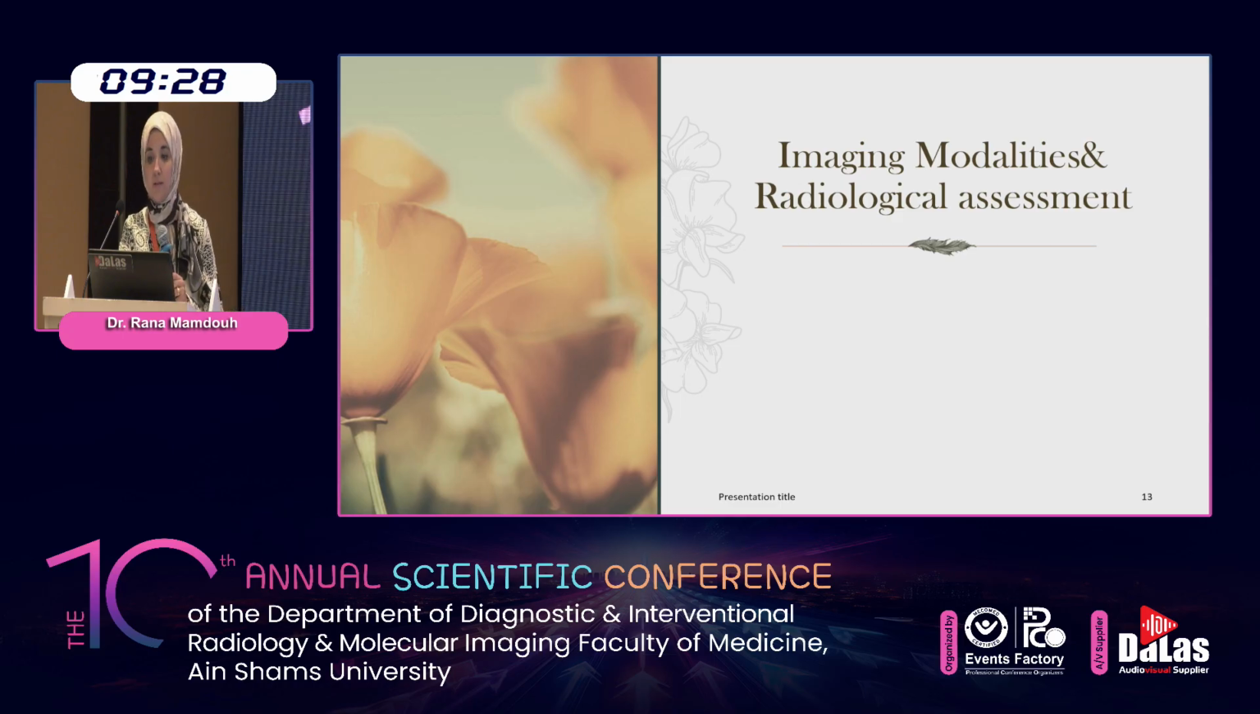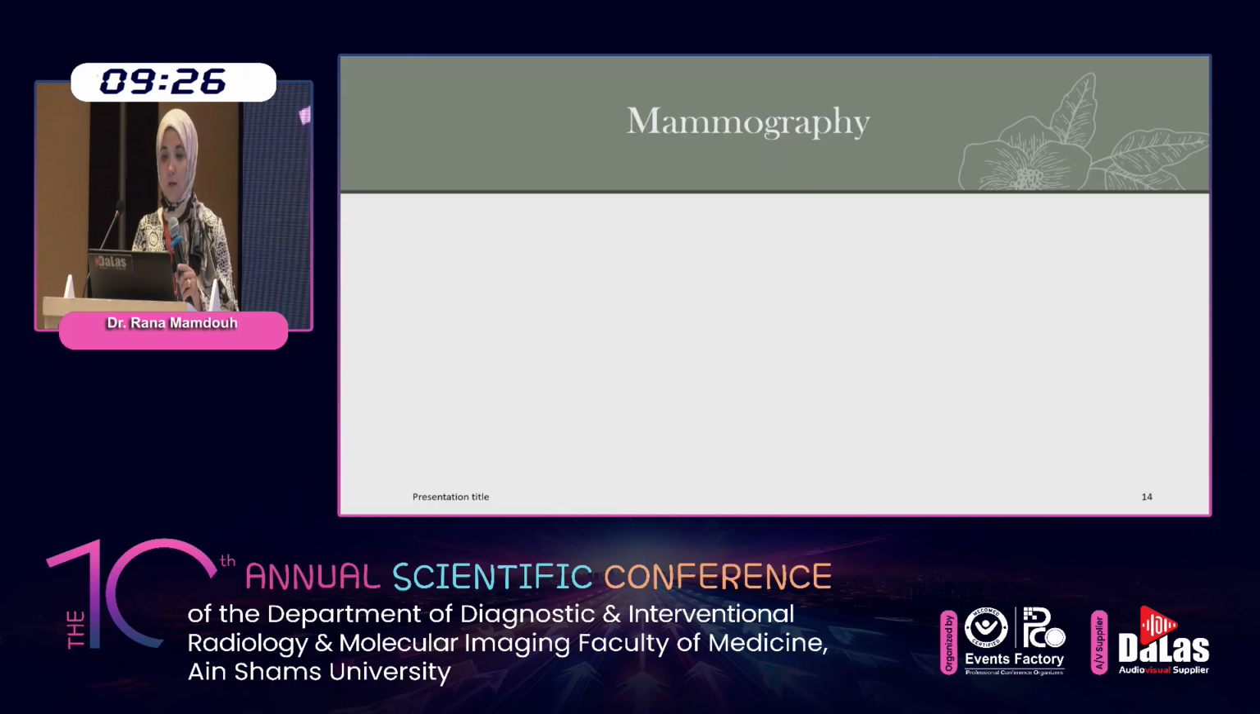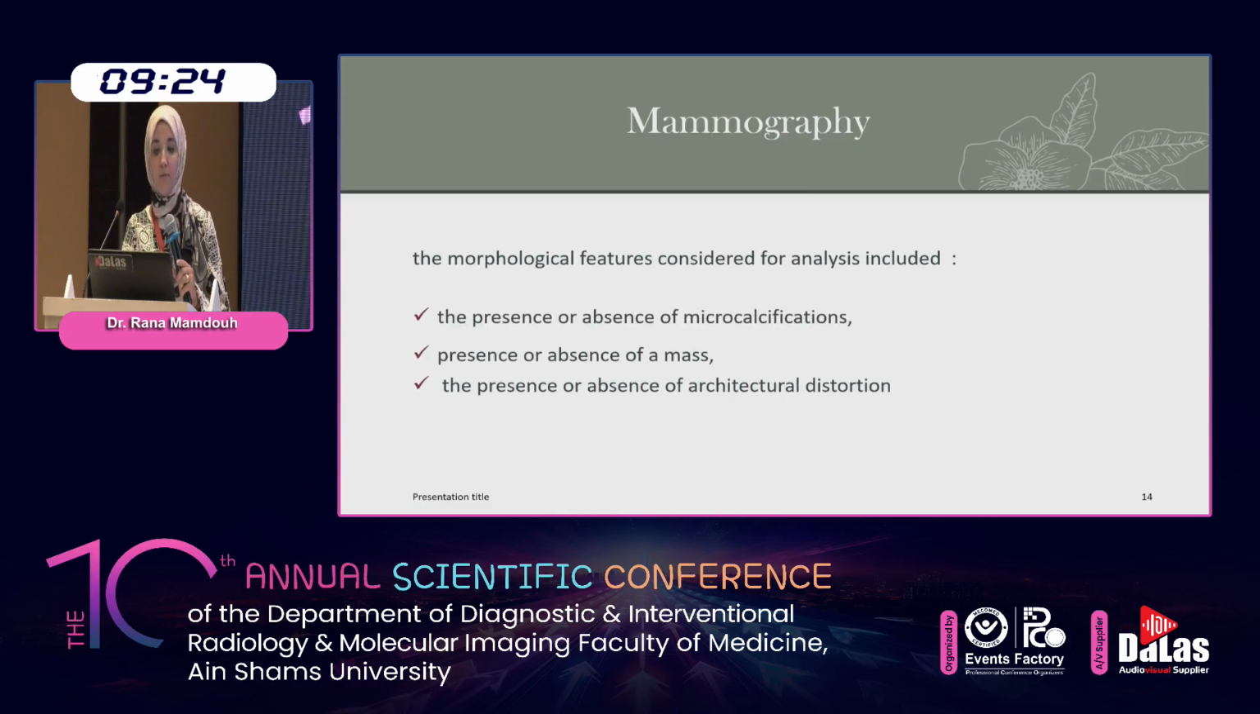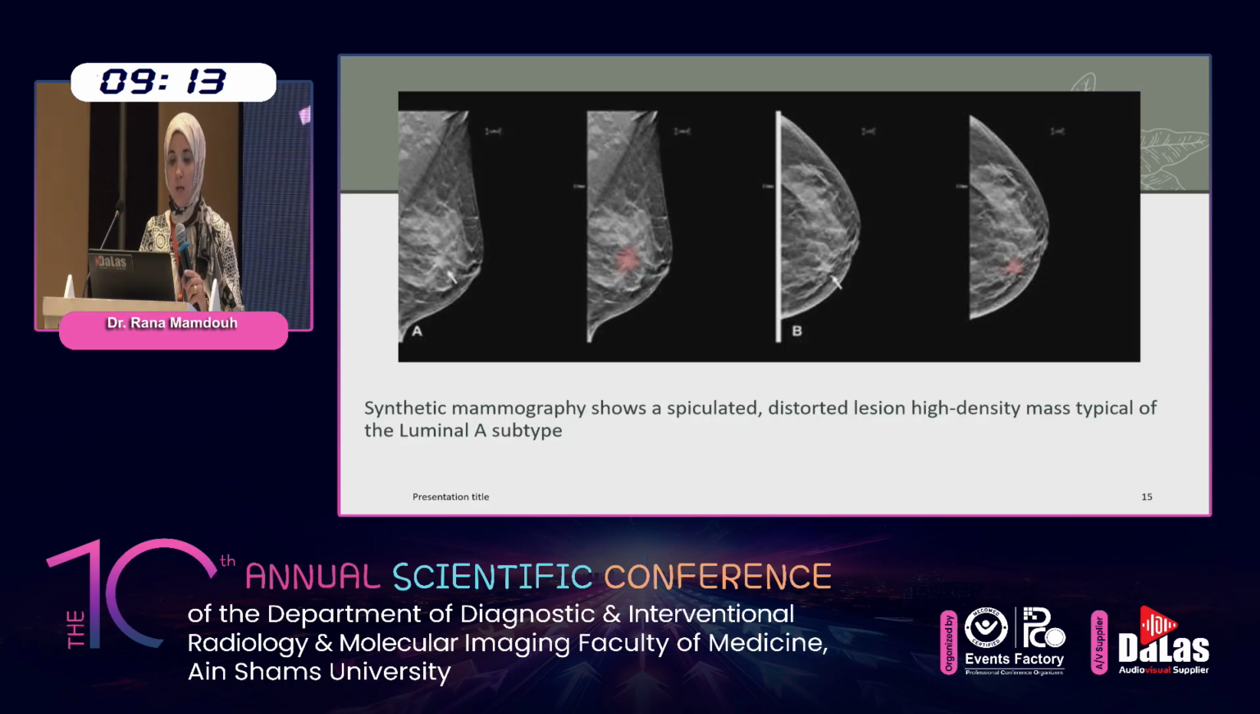Imaging modalities and their radiological assessment. Mammography again: mammographic features to consider for analysis. On mammography, we can comment on the presence or absence of microcalcification, a mass, and architectural distortion. This is an example of a case of luminal A subtype. Synthetic mammography shows a spiculated, distorted lesion, a high density mass. This is typical for breast cancer, as we know.